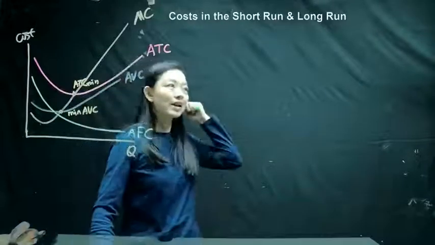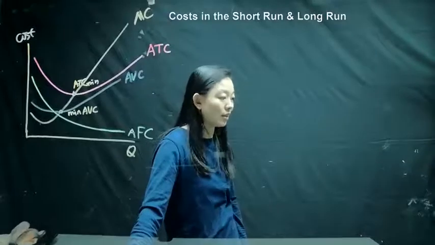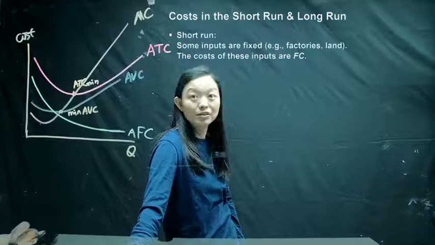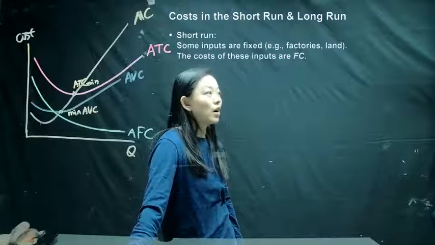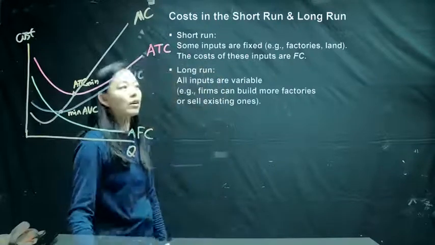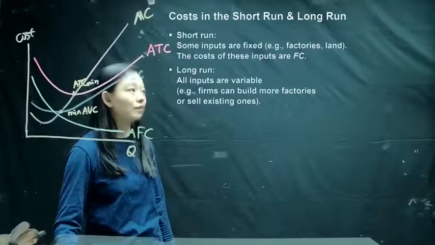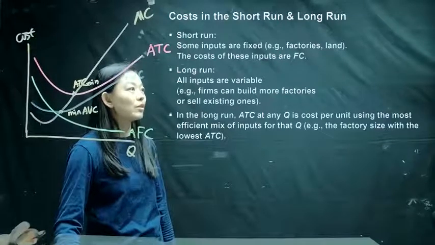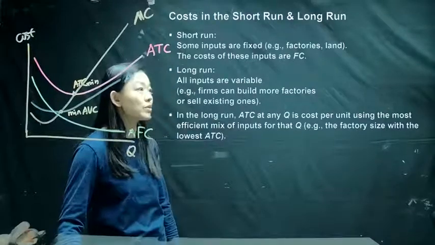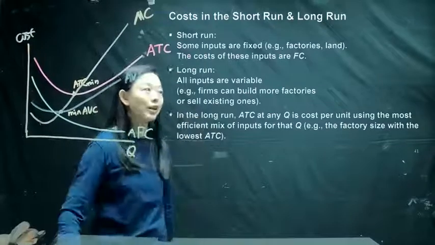Okay, so let's look at the last topic, how to measure the cost in the short run and cost in the long run. In the short run, some inputs are fixed, and those costs are related to fixed cost. However, in the long run, all the costs will be variable, so there is no fixed cost anymore. In the long run, average total cost at any quantity is the cost per unit using the most efficient mix of inputs for that output.